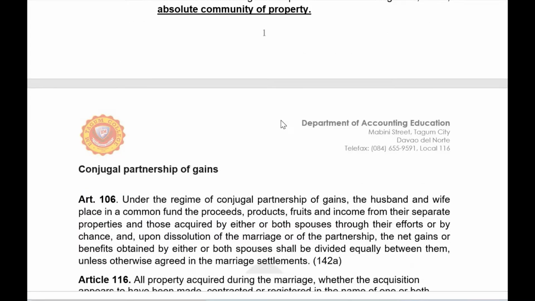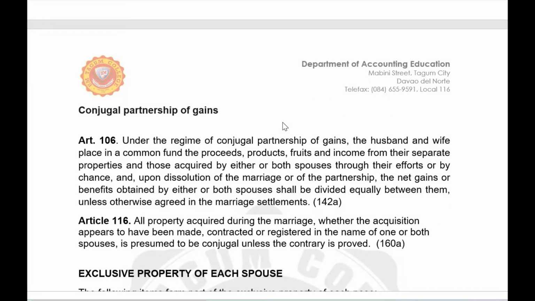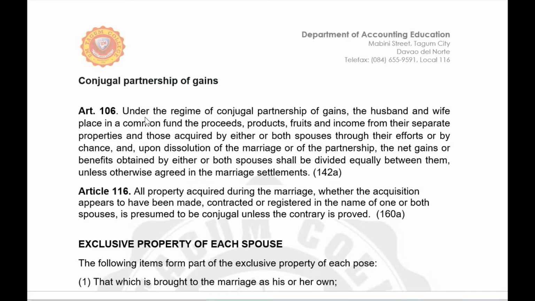So let's start with the conjugal partnership of gains. Article 106: under the regime of conjugal partnership of gains, the husband and wife place in common fund the proceeds, product, fruits, and income from their separate properties and those acquired by either or both spouses through their efforts or by chance, and upon the dissolution of the marriage or of the partnership, the net gains and benefits obtained by either or both spouses shall be divided equally between them unless otherwise agreed in the marriage settlement.